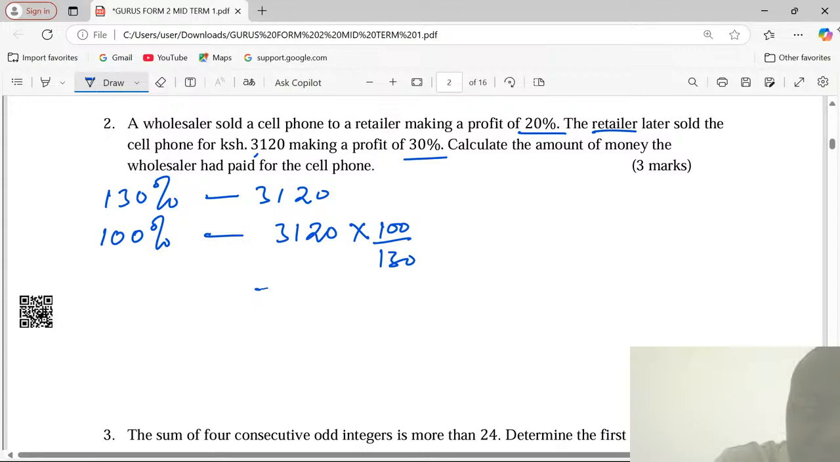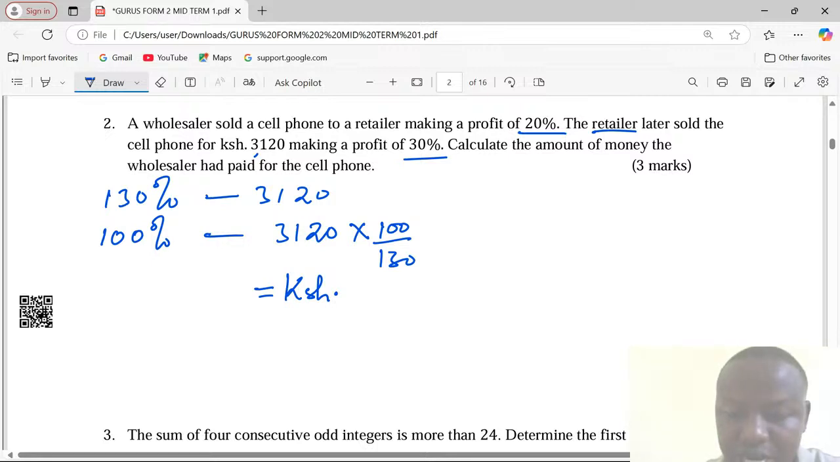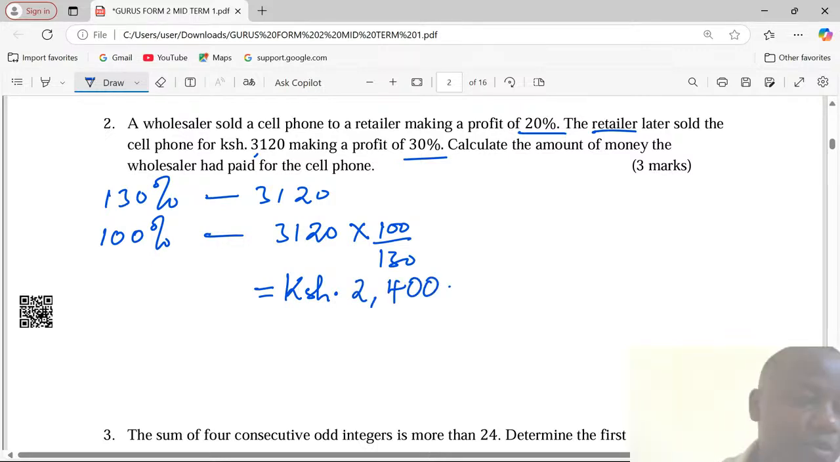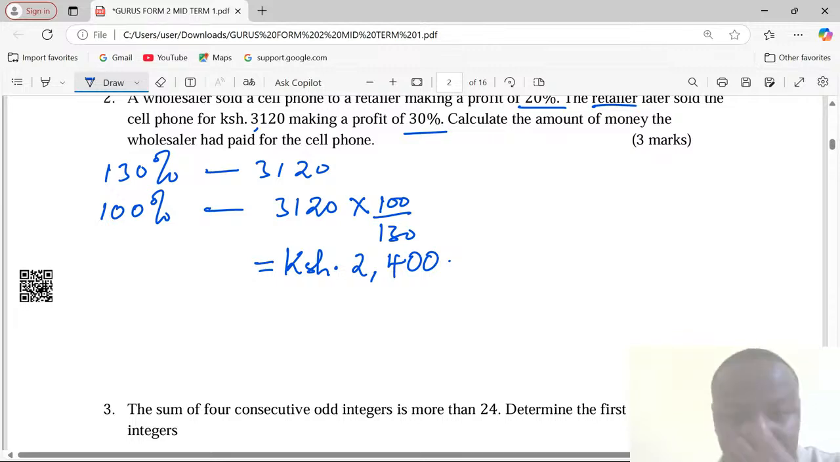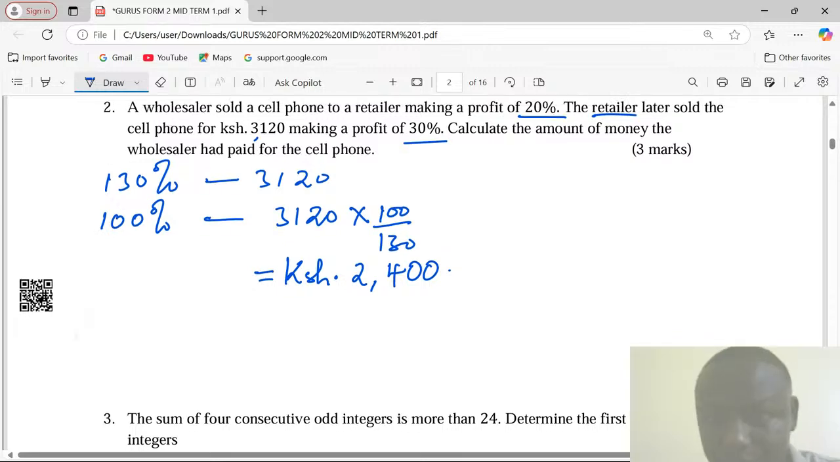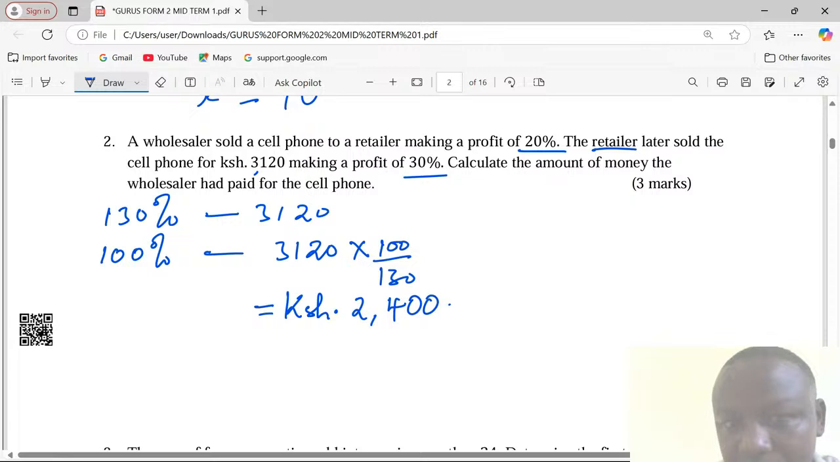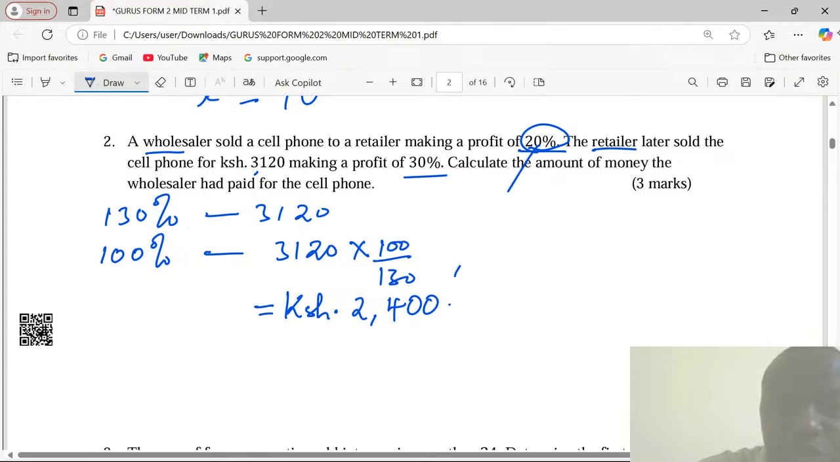So this amount now can be computed and expressed as Kenya shillings. That 3,120 multiplied by 100 divided by 130. This gives me 2,400 Kenya shillings. This is the amount the retailer had paid. Now, for the retailer to buy the phone at this amount, the wholesaler had also made a profit. So this wholesaler made a profit of 20% by selling it at 2,400.